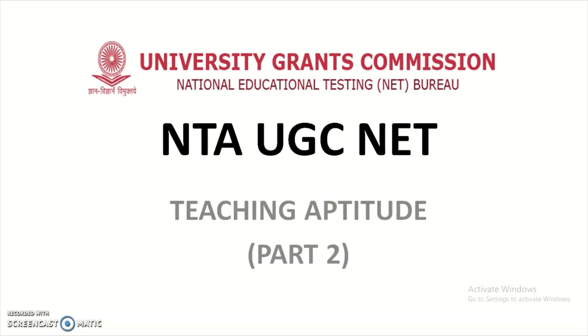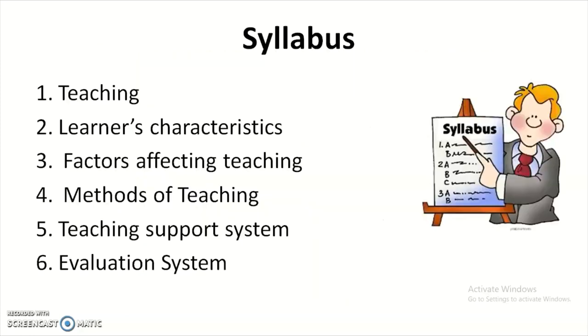In the previous lecture we saw teaching aptitude part 1, and this is part 2. In this part 2, what we are going to discuss is the first unit of General Paper 1, which is teaching aptitude, and these are all the subtopics of the first unit. Out of these 6 subtopics, we discussed teaching in the previous video, and in this video we are going to discuss the learner's characteristics.